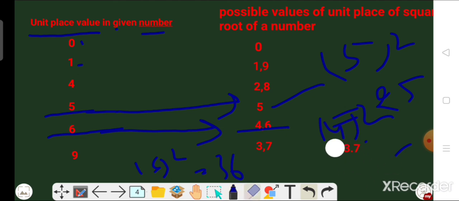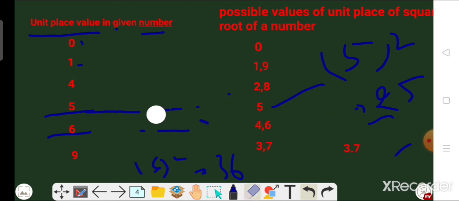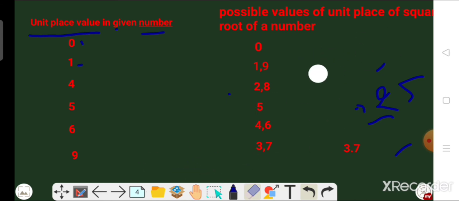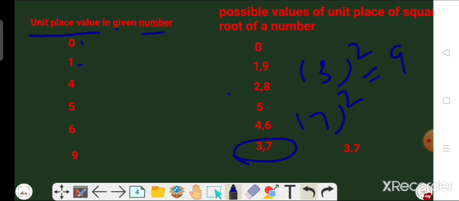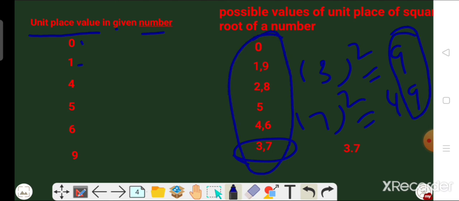Clear? Now in the last, if the unit place of a given number is 9, then the unit place value of the square root of that number is equal to 3 or 7, because square of 3 is equal to 9 and square of 7 is equal to 49. In both cases the unit place value is 9. Okay, so these are the possible values of unit place in the square root of a given number.